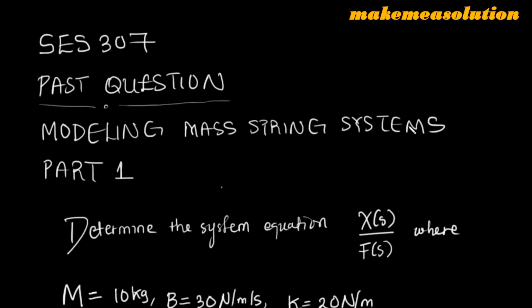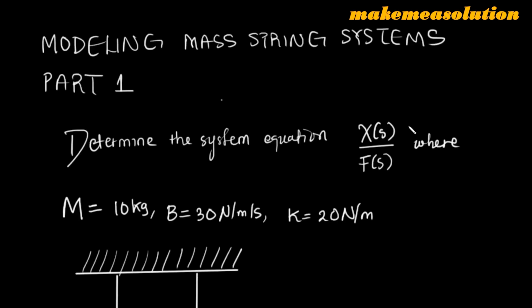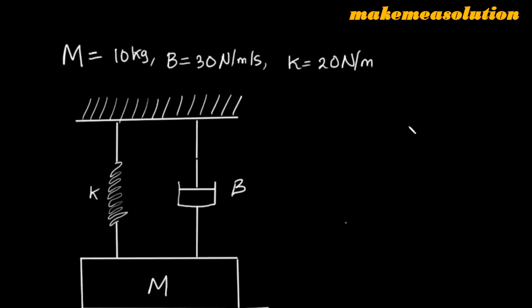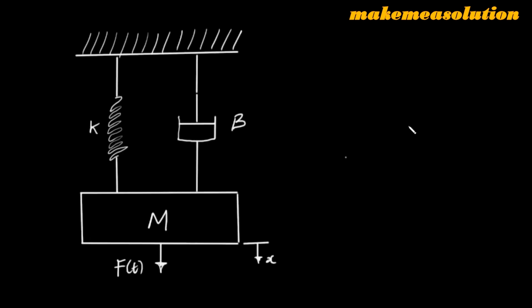So we are going to try to model a mass spring system in the following question. Determine the system equation X(s) divided by F(s), where m is equal to 10 kg, b is equal to 30 newton per meter per second, and k is equal to 20 newton per meter. Now this is the mass system that we want to model. So how do we go about this?